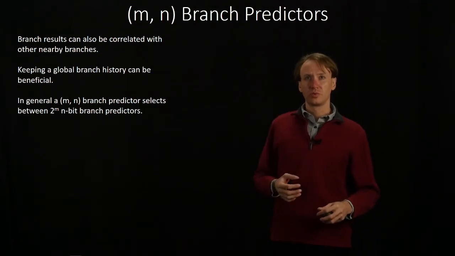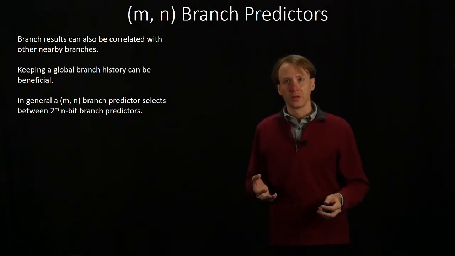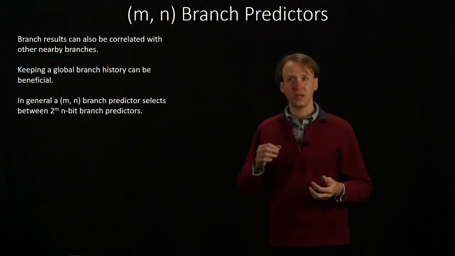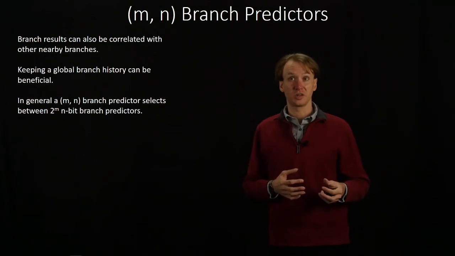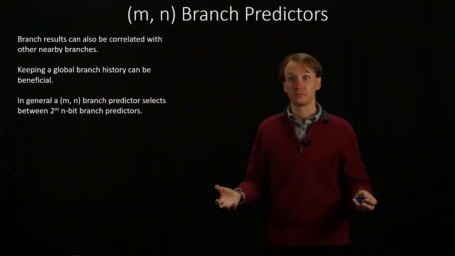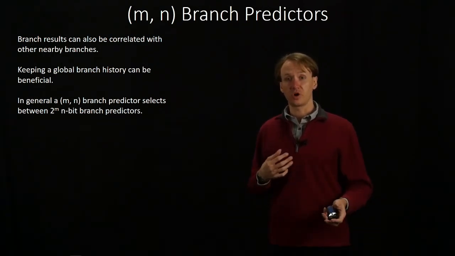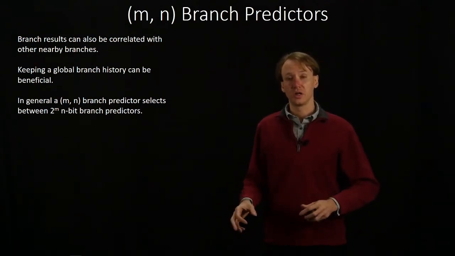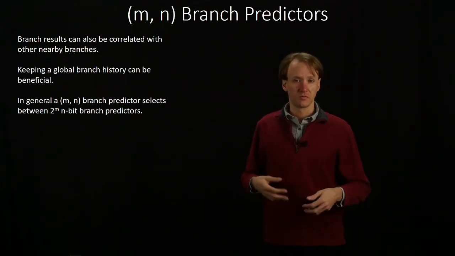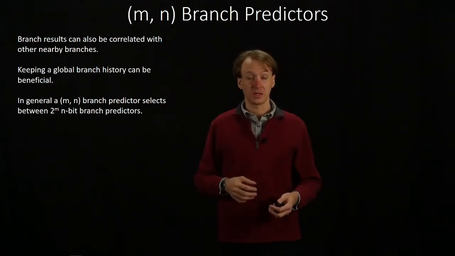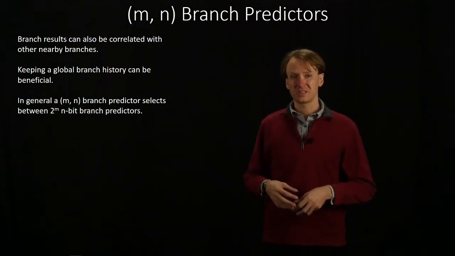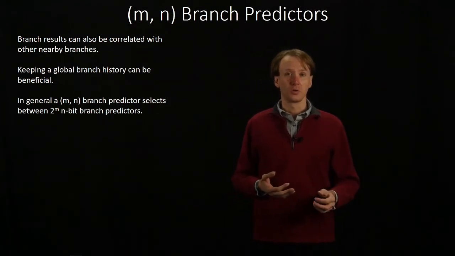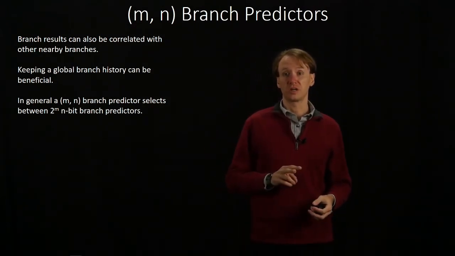So we can talk about an (m,n) branch predictor, where the (m,n) branch predictor allows us to select between 2 to the m different n-bit branch predictors based on our global history. So that first 1-bit branch predictor is the same as having a (0,1) branch predictor. We have no global history, we just have 1 bit that we're using for our local history. That 2-bit branch predictor we looked at is the same as a (0,2) branch predictor, because again, we have no global history that we're using, but we're using 2 bits for the local branch predictor.